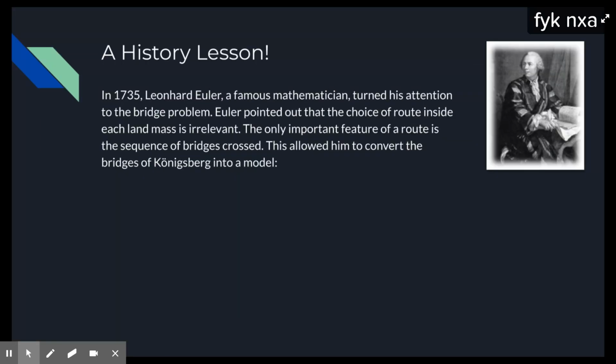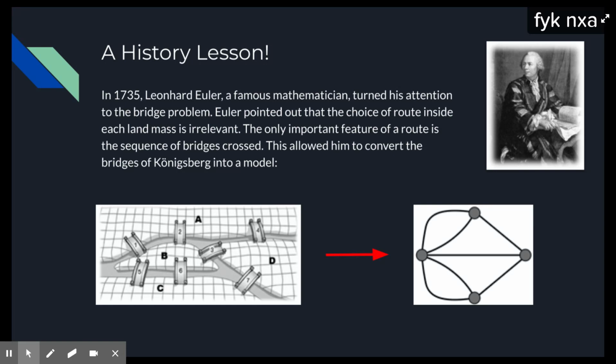So basically, this guy back in the 1700s, his name was Leonhard Euler. He saw this problem and he pointed out that it doesn't matter which way you choose to go. The only important feature of traveling through these bridges is what sequence you traveled across. And so basically, what he did was he converted those bridges into a graph. This is one way you can use graph theory, and it's to find routes and whatnot.